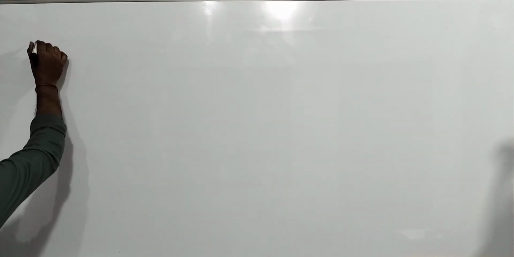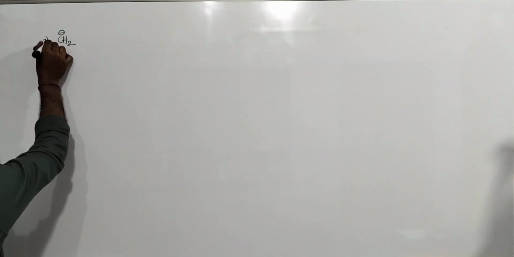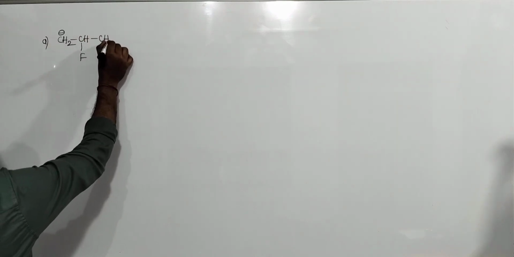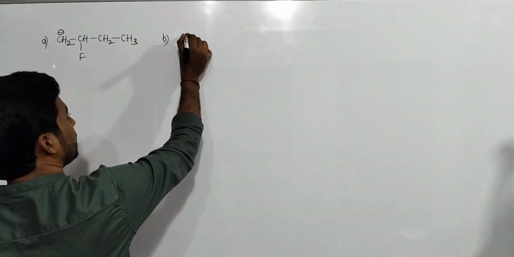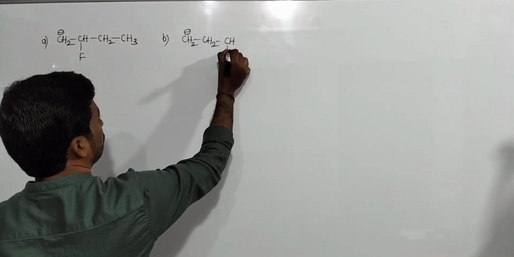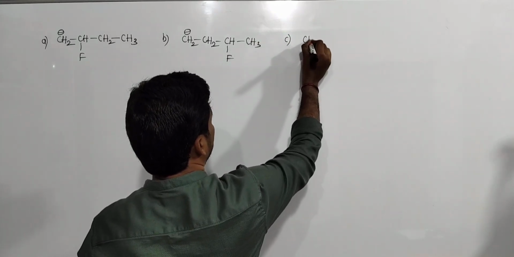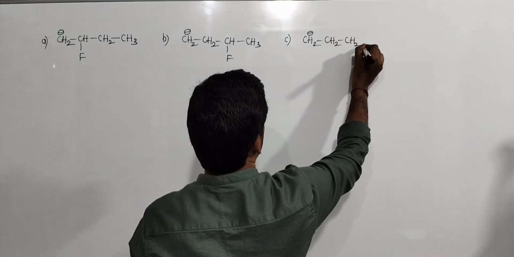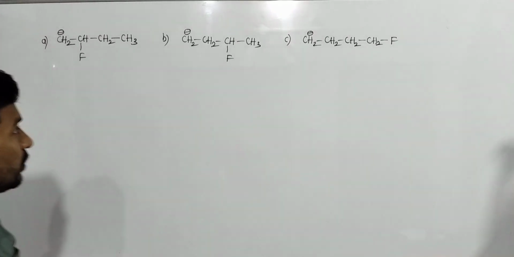Next, third example, CH2CHFCH2CH3. B species CH2CHFCH3. C species CH2CH2F. Which one is more stable?